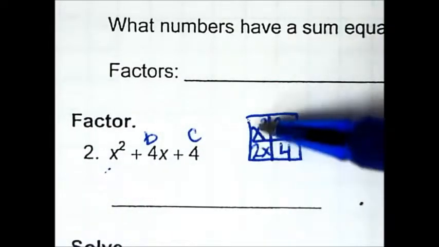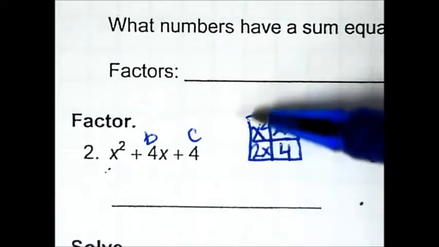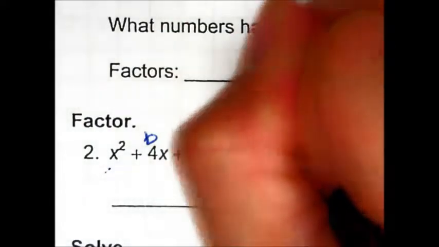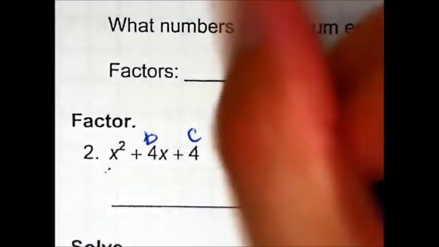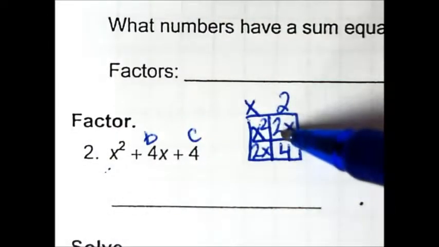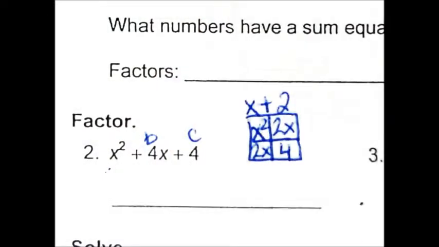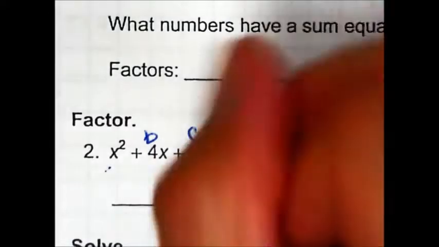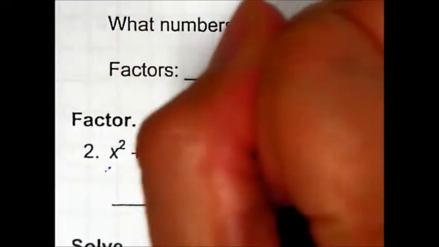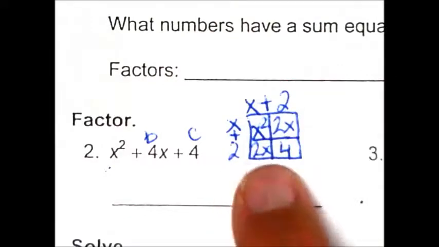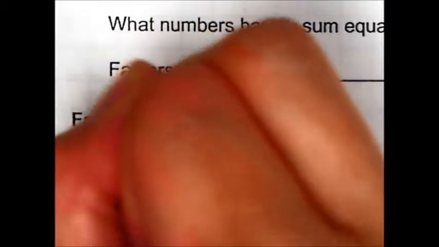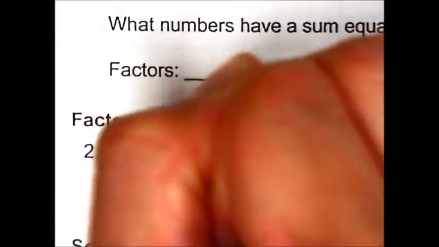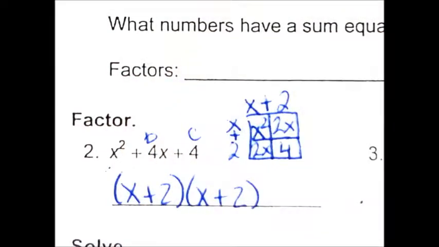Then on the outside of the box, you go through each row and column. You say, what could these two numbers in this column both be divided by? X. What could these both be divided by? 2. And since this is a positive, this is a positive. These could both be divided by x, divided by 2. Positive, positive. Your factors are x plus 2 times x plus 2. Moving on, keep it going.